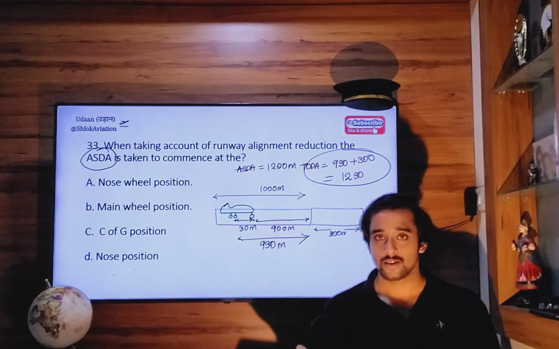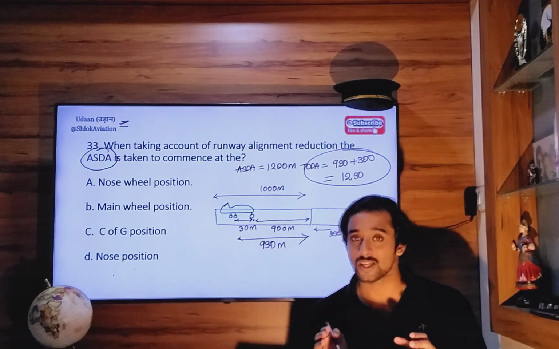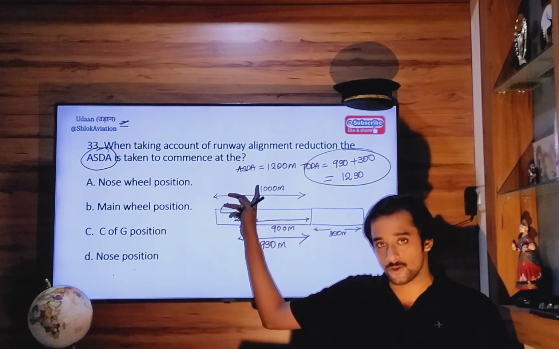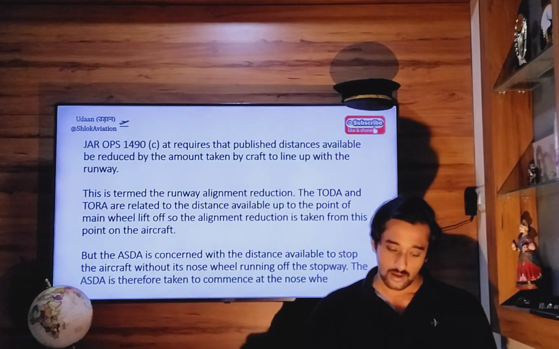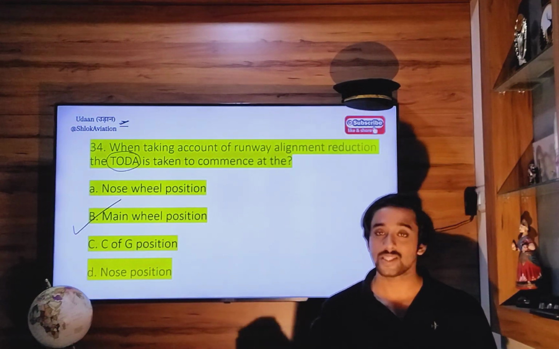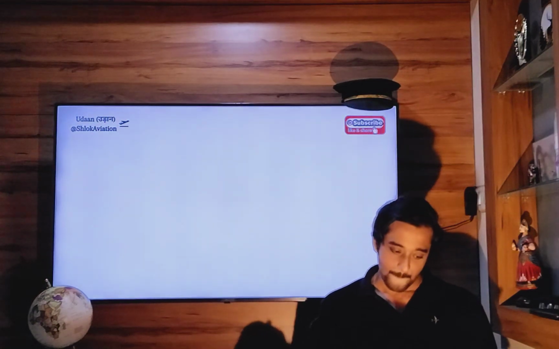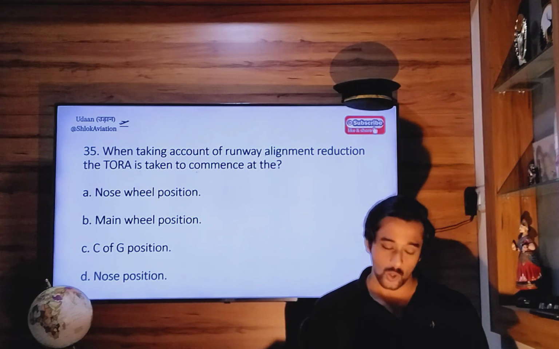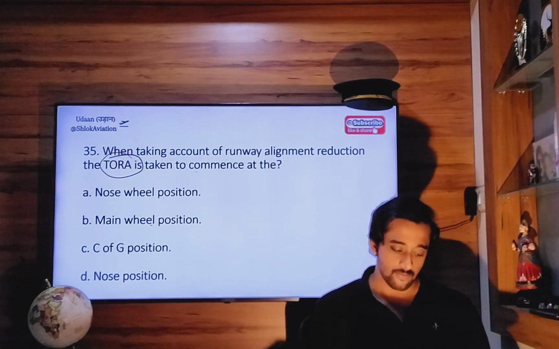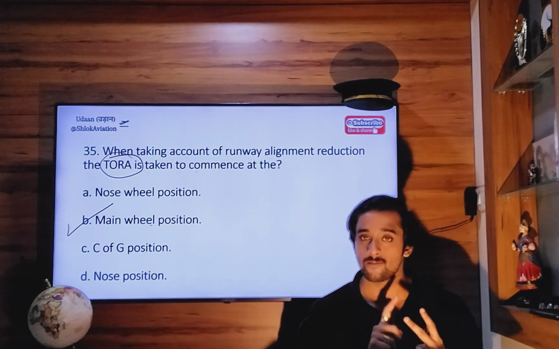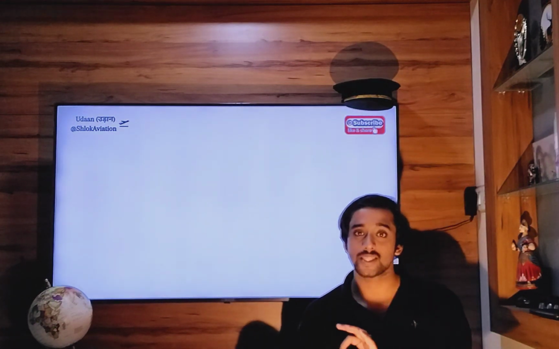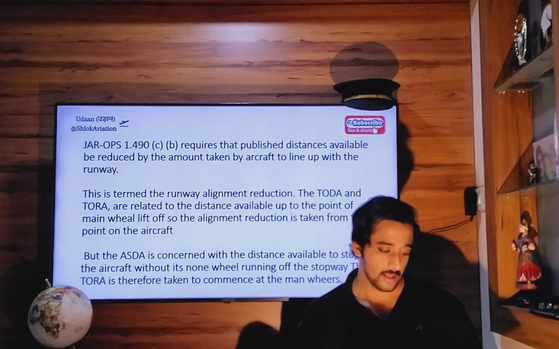1200 meters, right? So the accelerate stop distance available is reduced, and it is less than the takeoff distance. This is 1230, it is 1200. So this is the concept. I hope you have understood this. So for takeoff distance, main wheel. When taking account of runway alignment reduction, the takeoff run is taken to commence at the main wheel position, not the nose wheel or center of gravity. Both takeoff run and takeoff distance begin from the main wheels. It is only the accelerate stop distance available which begins from the nose wheel.